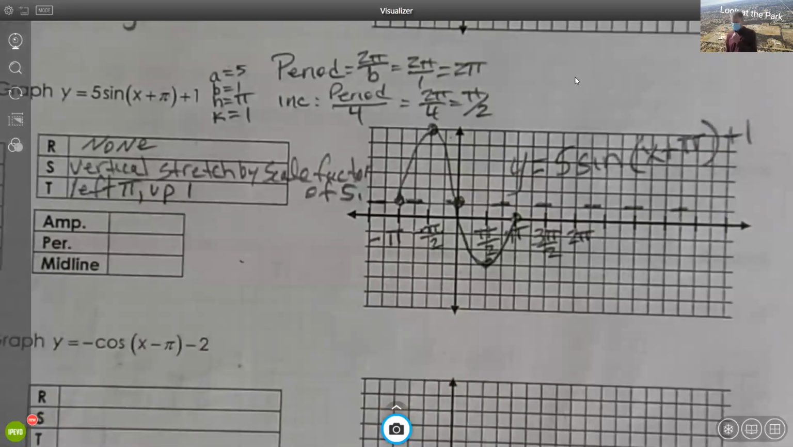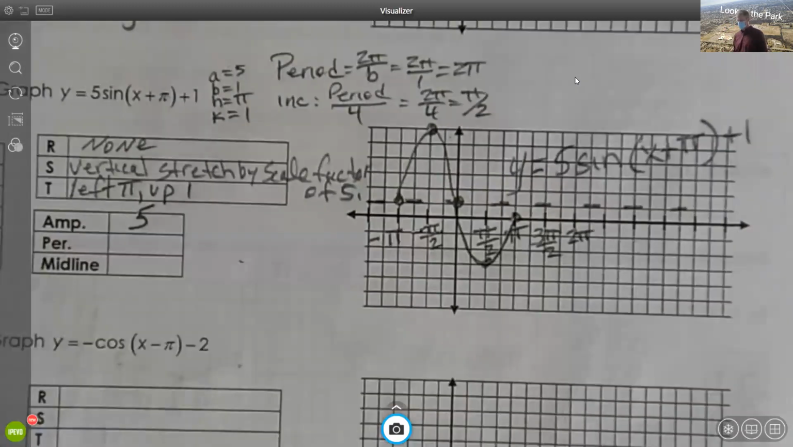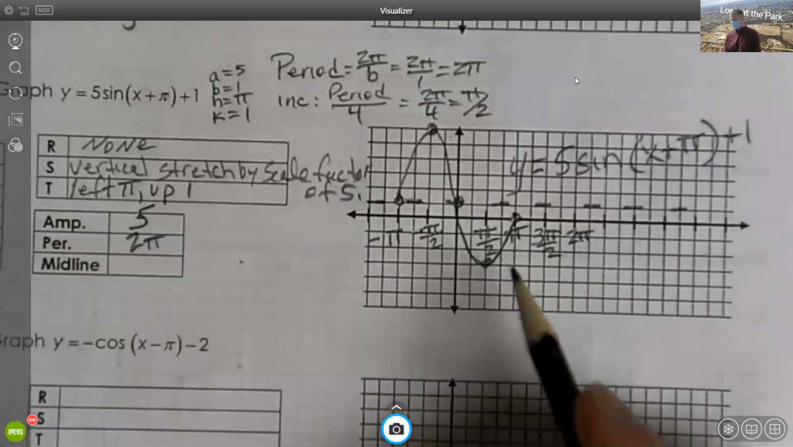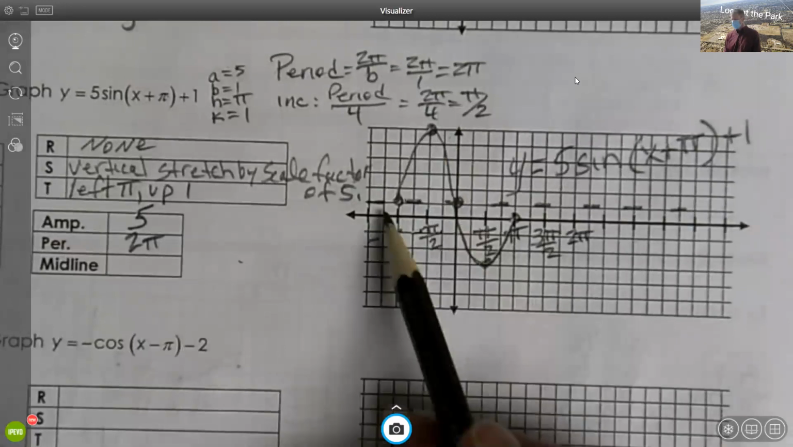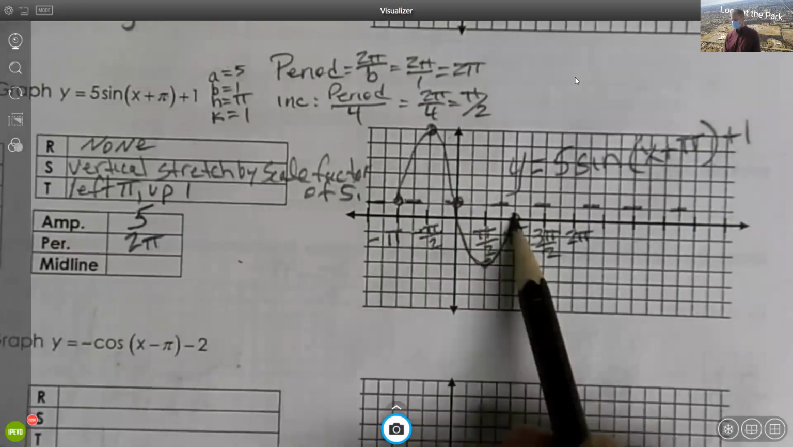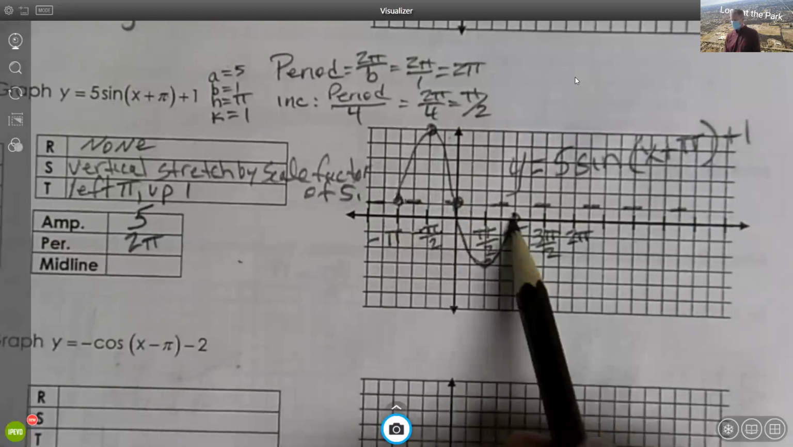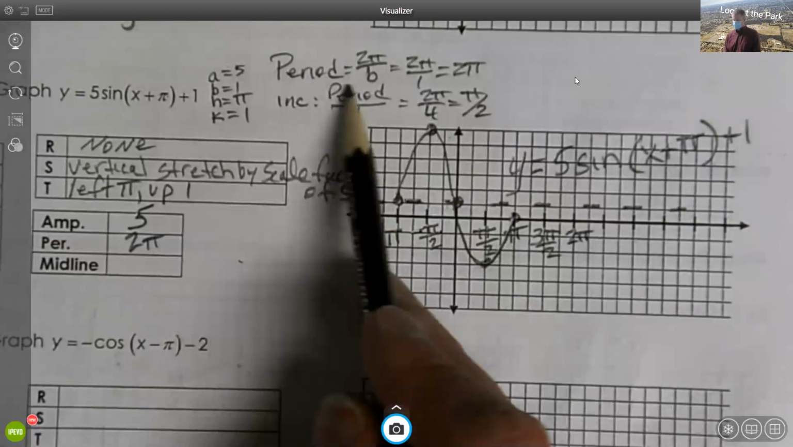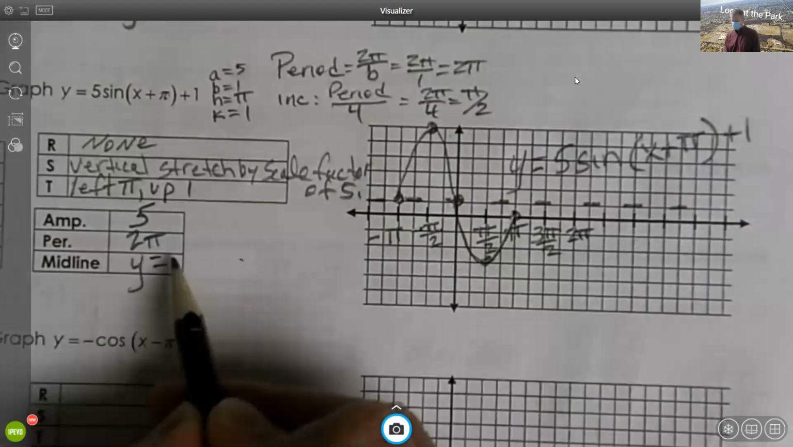The amplitude is your a value. It's actually the absolute value of the a value, but that's still going to be a positive 5. The period we knew was 2 pi. We can tell that because we start at negative pi and we work our way out to pi. So it's pi to get to 0, and it's again to get out to pi. So 1, 2, 2 pi. We calculated that right here. The midline we saw was our k value, so that's y equals 1.